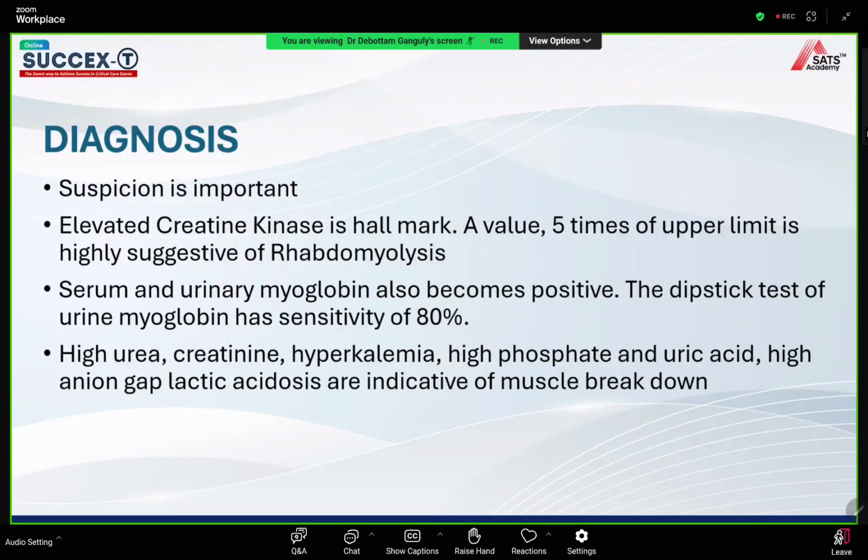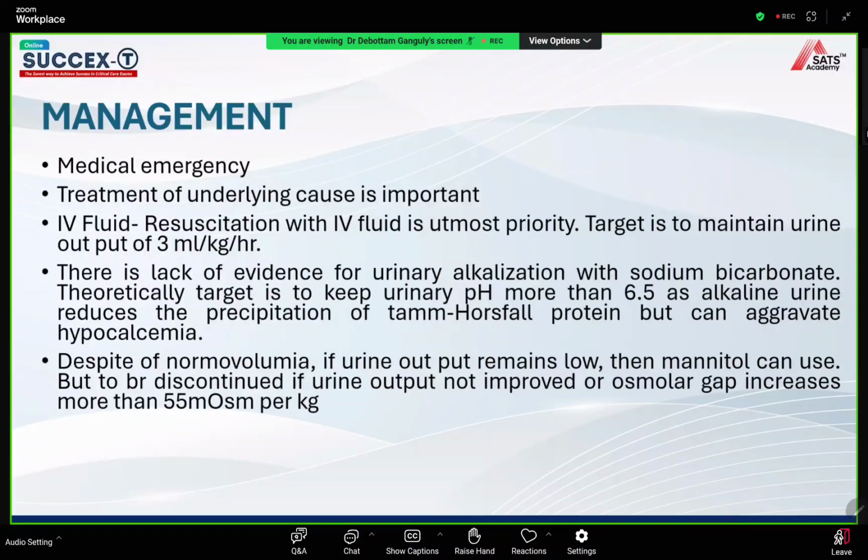We have to check all these things and see whether the patient is going into rhabdomyolysis or not. It is important because it is a medical emergency. So treatment of the underlying cause is important. Fluid resuscitation is the most priority. Target to maintain a urine output of 3 ml per kg per hour.